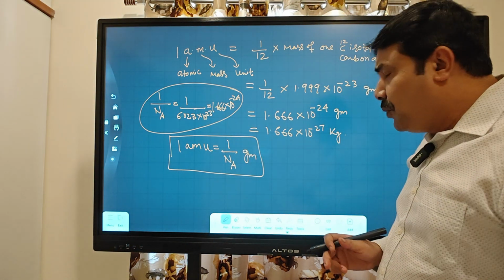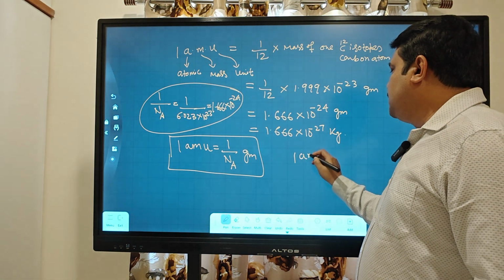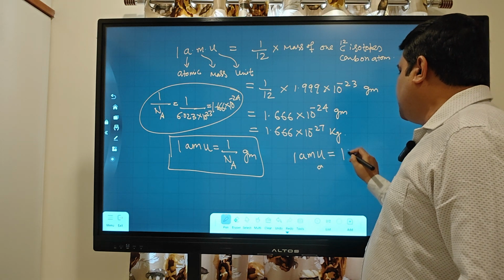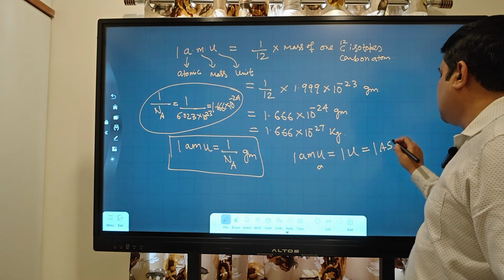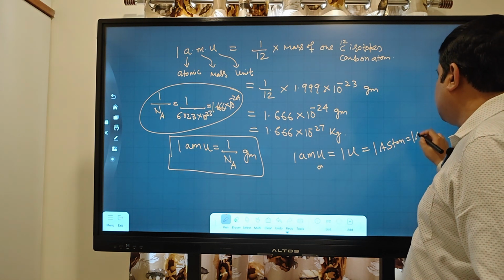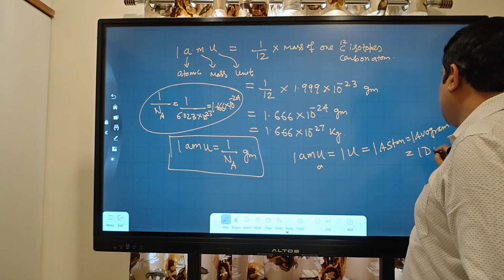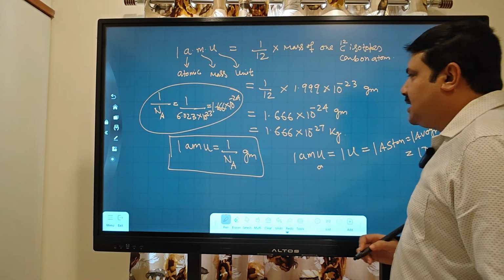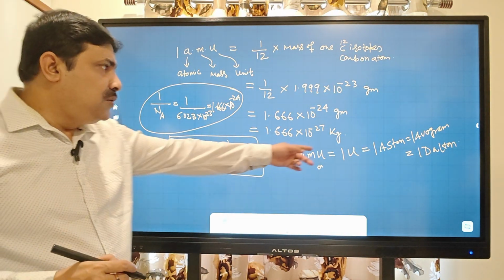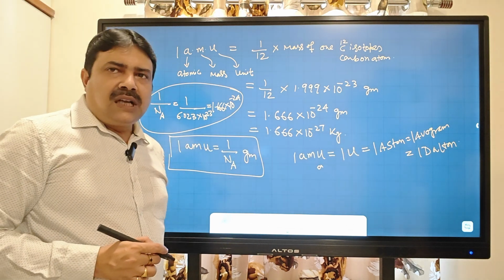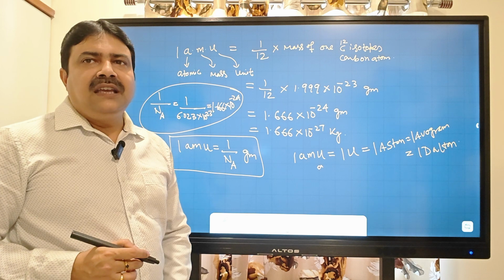Now nowadays, this 1 AMU they say the same thing. 1 AMU is nothing but 1 unified mass. 1 unified mass equals 1 aston. 1 aston equals 1 avogram. 1 avogram equals 1 Dalton. So that means in the exam, whatever form they give, either they give AMU, or unified mass meaning U, or aston, or avogram, or Dalton, everything expresses the same thing.